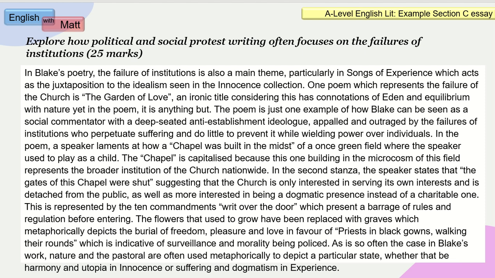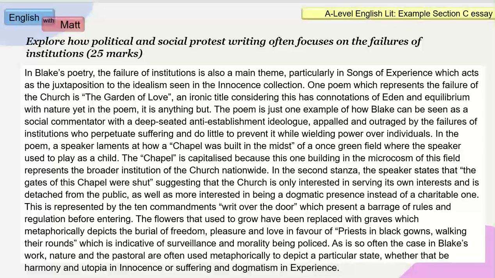power over individuals. In the poem, a speaker laments at how a chapel was built in the midst of a once green field where the speaker used to play as a child. The Chapel is capitalized because this one building, in the microcosm of this field, represents the broader institution of the church nationwide. In the second stanza, the speaker states that the gates of this chapel were shut, suggesting that the church is only interested in serving its own interests and is detached from the public, as well as more interested in being a dogmatic presence instead of a charitable one.